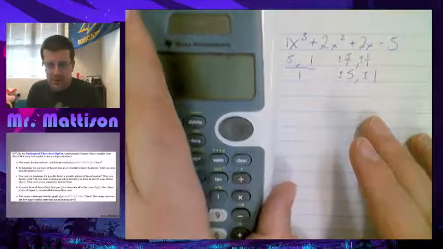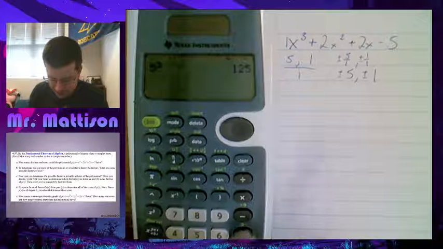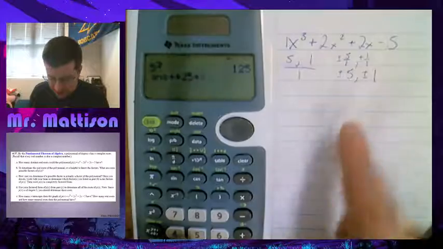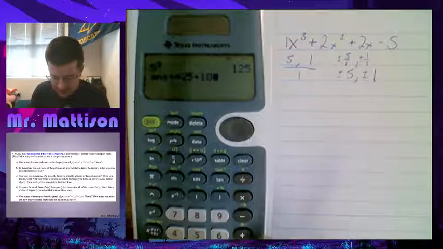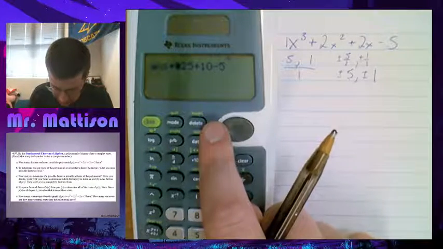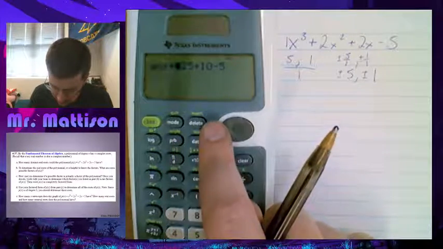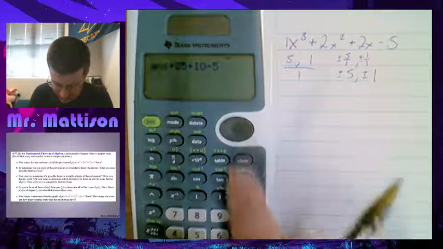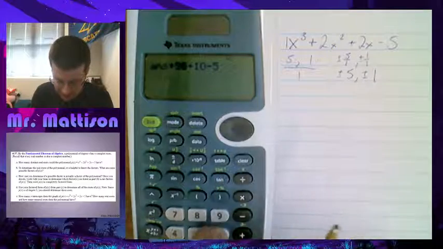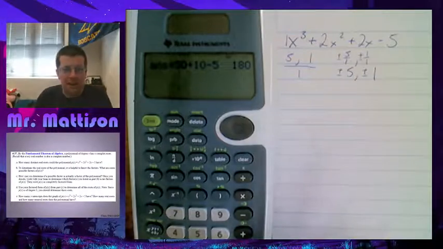Right? So let's try 5 first. Well, 5 to the third plus 2 times 5 squared is 25, plus 2 times 5 is 10, minus 5. Oops, I must have typed something in wrong there. Oh, it was 2 times 5 squared, so it's 2 times 25, so 50. Okay, let's just do that. There. Right, 180. No, that is not 0, not even close to being 0.